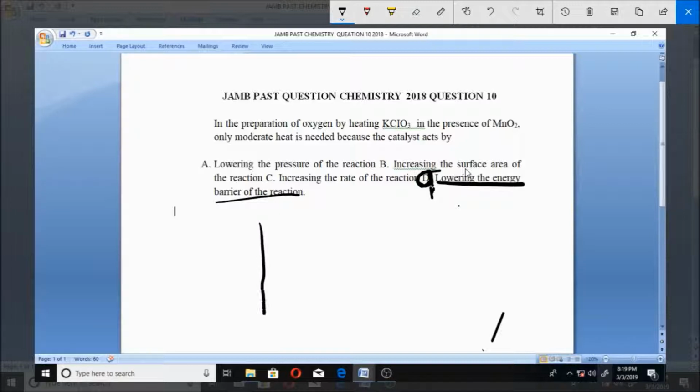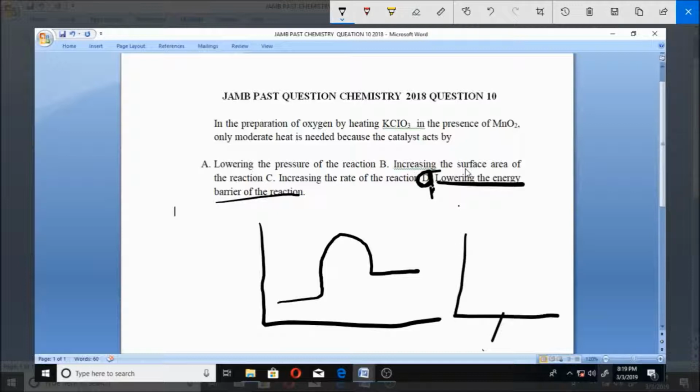So you have a reaction, a normal reaction that would have gone like this. So you now have it to go like this. So the energy barrier is reduced. This height is reduced to this height. So that's what happens. That is the effect of catalyst.